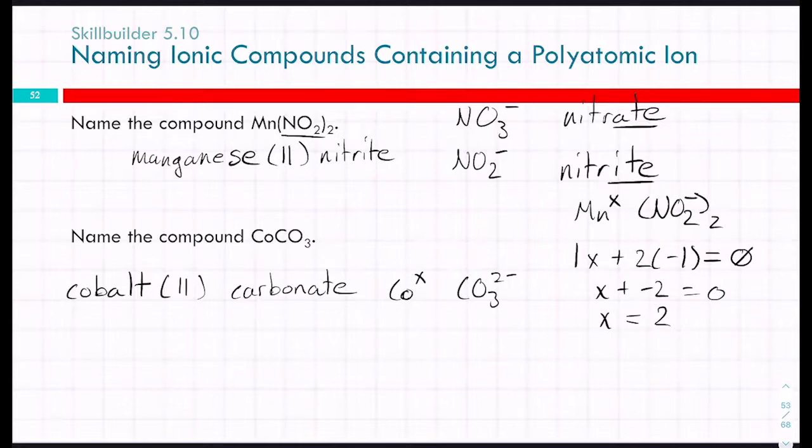But again, there are multiple ways to get to the same answer. So 1 times x plus 1 times a 2 minus charge has to equal 0. So x plus negative 2 equals 0. So x equals 2.